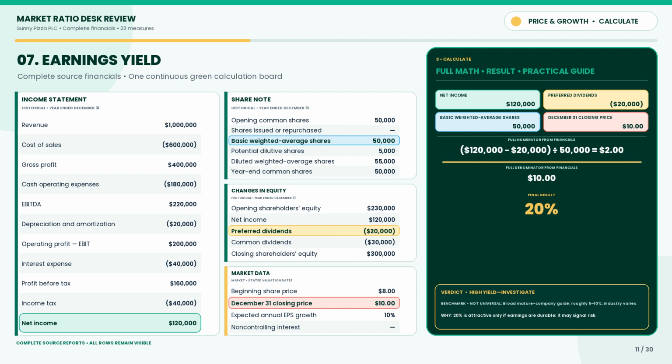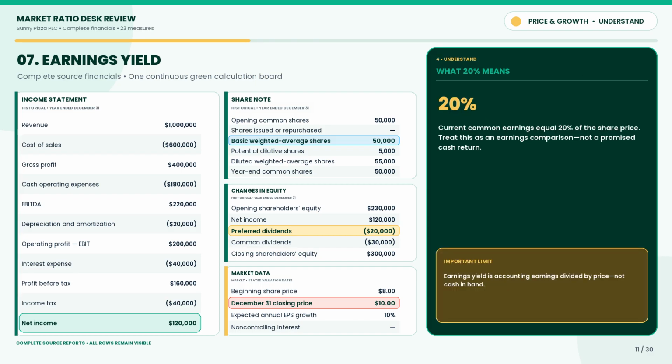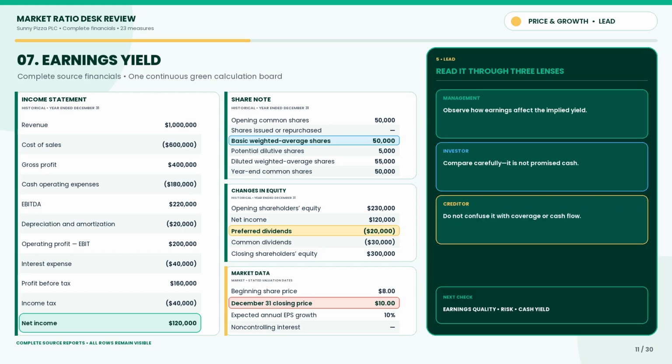The market uses it to make the earnings-price relationship easier to compare in percentage form. Management can observe how earnings performance affects the implied yield. Investors may compare it with alternatives, but it is not a promised cash return. Creditors should not confuse earnings yield with interest coverage or cash available for debt service.